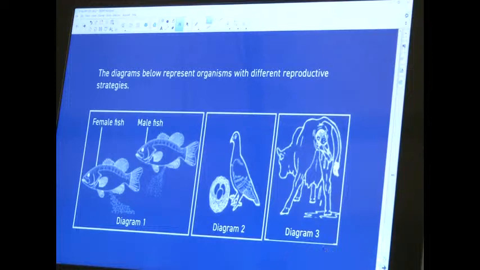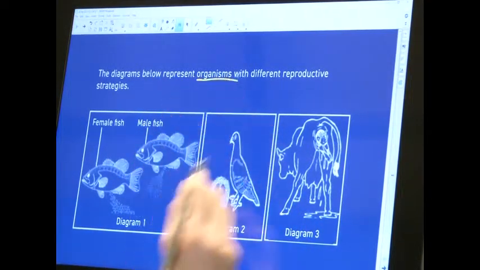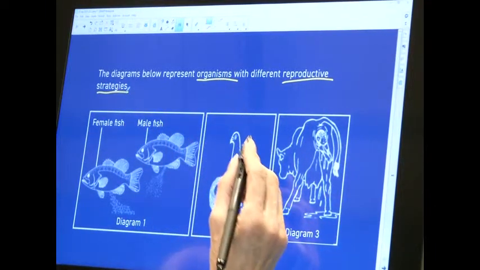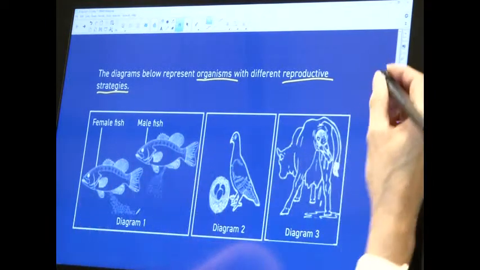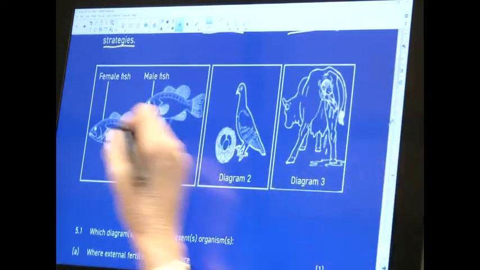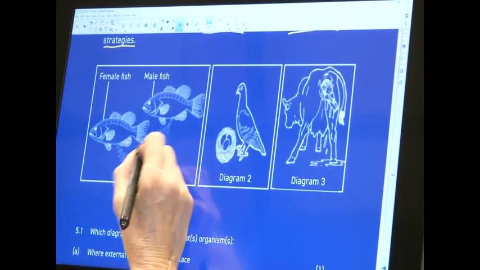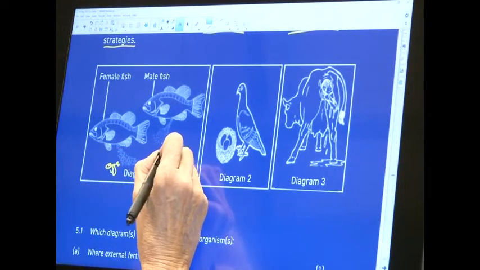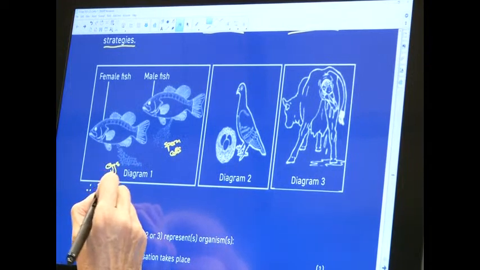This is our first question today, and what do we have? It says, the diagram below represents organisms with different reproductive strategies. So we are looking at reproductive strategies of vertebrates. Now, people, just look at this diagram. Here's a male fish, there's a female fish, and they're swimming along in the water. There's no mating. The female is laying eggs. And here are the little sperm cells. So therefore, this is external fertilization.